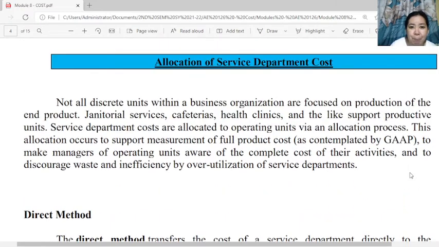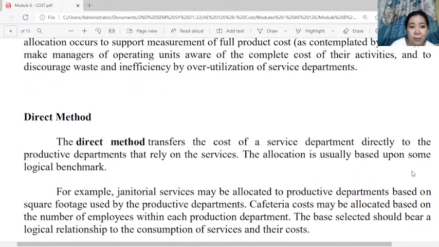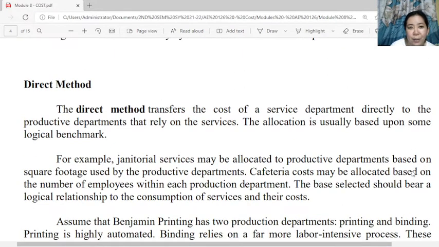So basically, for allocating the service department cost in the production, we have two methods to be used. The first one is the direct method. The other one is the step method. We will discuss first the direct method of allocating the service cost of these departments. Under the direct method, we transfer the cost of the service department directly to the productive departments that rely on them.